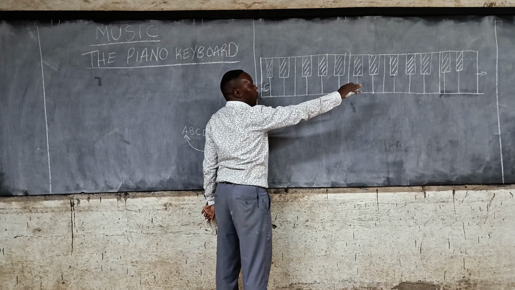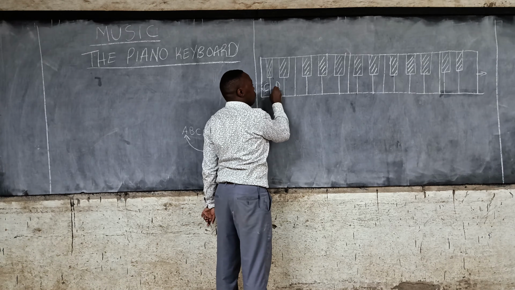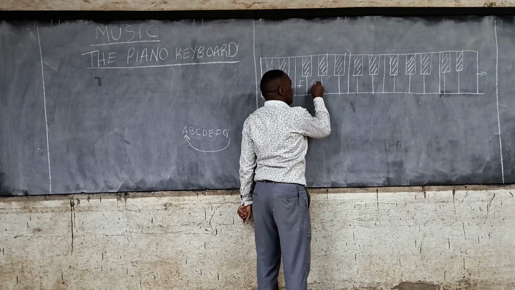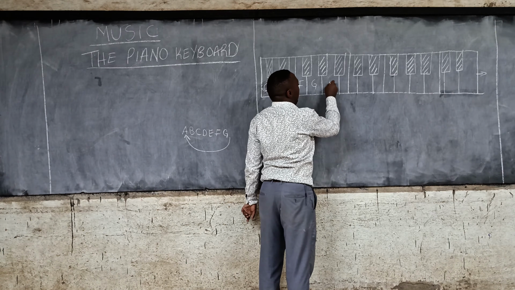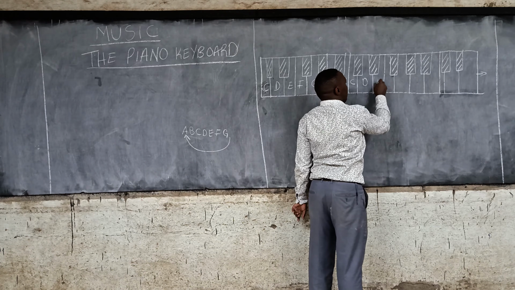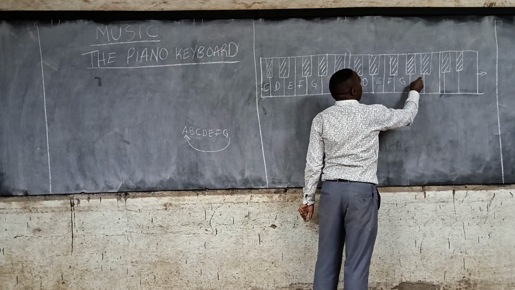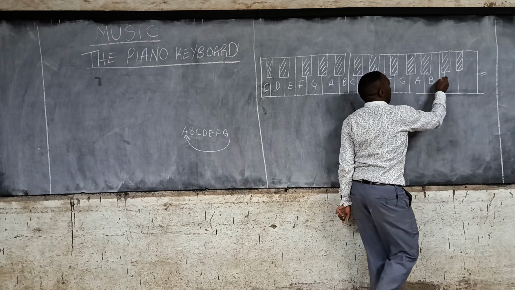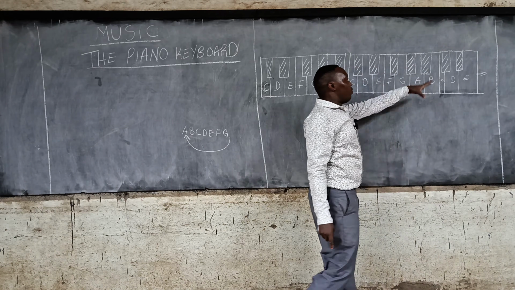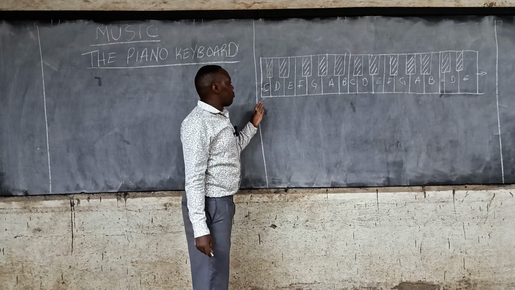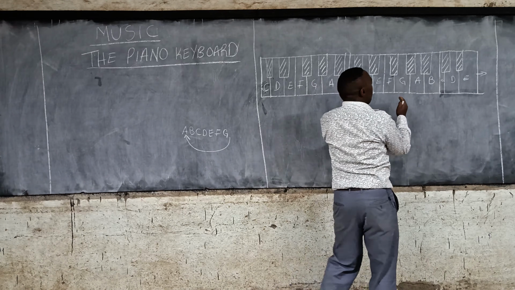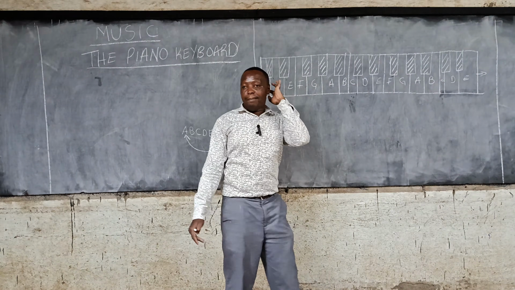Now we want to label all the keys. This will be C, this will be D, this will be E, this will be F, G, then we go back to A. A, B, C, D, E, F, G, A, B, C, D, E as we move on. There is a repetition from C to C. There is also a repetition from C to another C. That's how a piano looks.